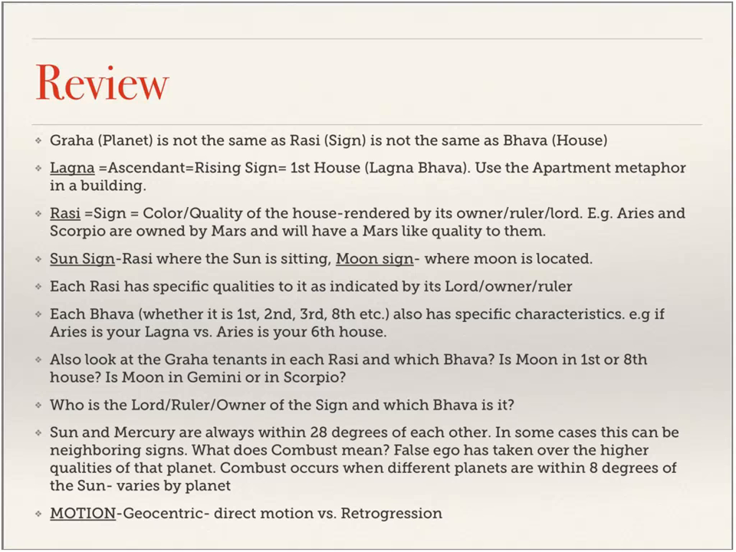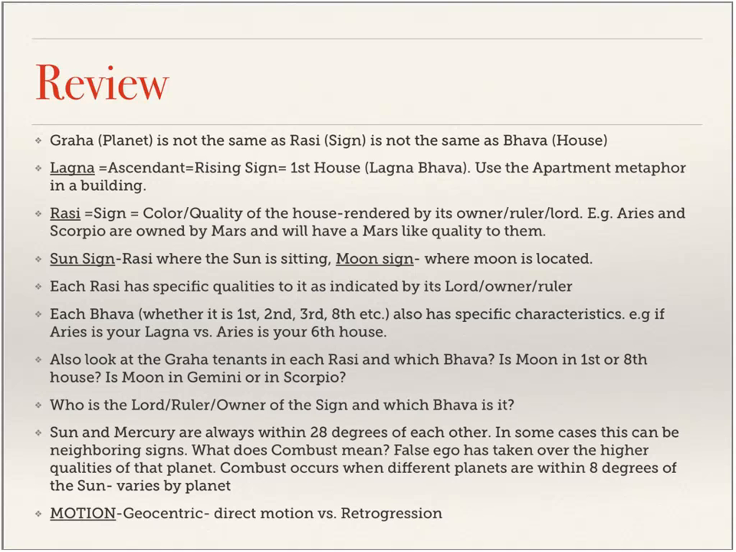And combust occurs when different planets are within 8 degrees of the sun, but really the degree of combust varies from planet to planet. And that's a very technical concept. I don't want to get into that, right? Because that's more for somebody who's going down the path of being an astrologer, and that's a little bit outside of the scope of this class.